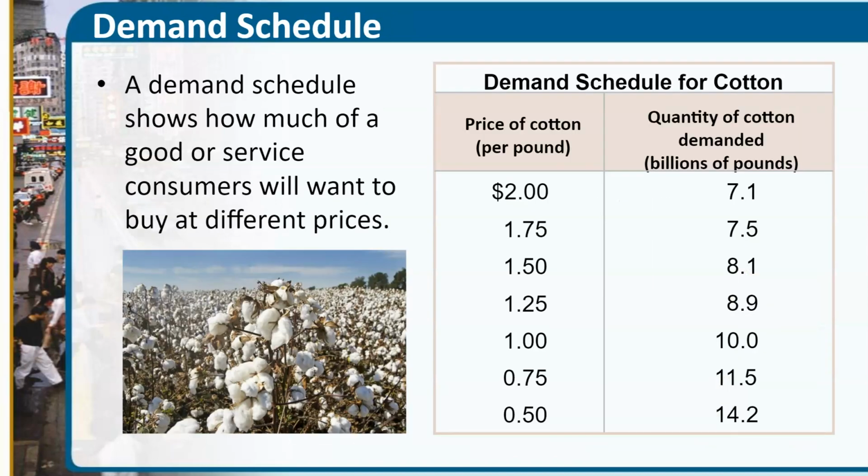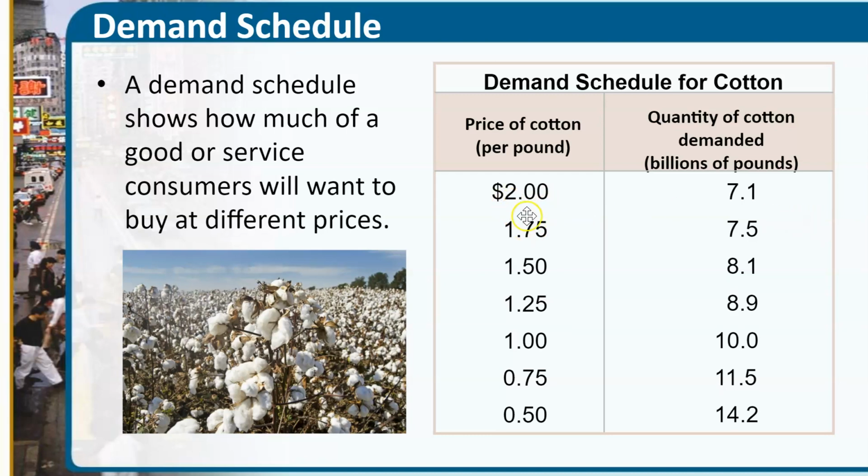So demand schedule is essentially at a particular price point what quantity is demanded. Now remember, quantity demanded moves along the curve. It's important to note. Quantity demanded moves along the curve. Quantity demanded never shifts the entire curve. It's just a point on a curve.